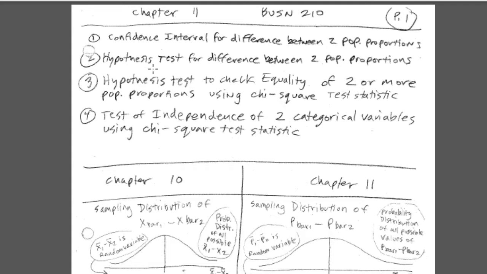Then we'll see what to do when we have a hypothesis test to check the equality of 2 or more. Now, the textbook says 3 or more population proportions. I just put 2 or more because you can use the same test for 2 or more. Most of the time, we're using 3 or more. In our example, we'll have like 4 or 5 population proportions, and we want to check the equality.